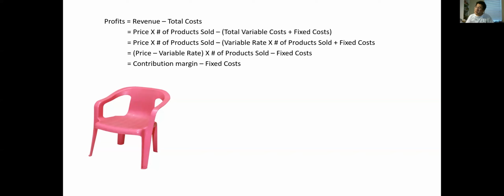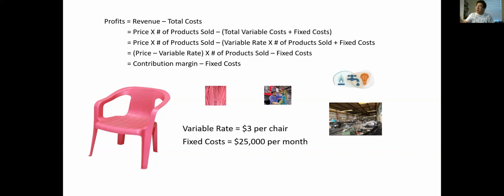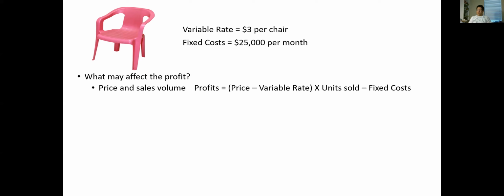Now let's still use the chair case, as we talked about. For the chair, they use raw material and they have labor involved. On top of that, the company has utility and the place they use. So let's assume variable rate is $3 per chair, $2 from labor, $1 from plastic. So per chair variable rate is $3. And the fixed costs, the lease of the factory and the utility, add up together to $25,000 per month, which is a lot.